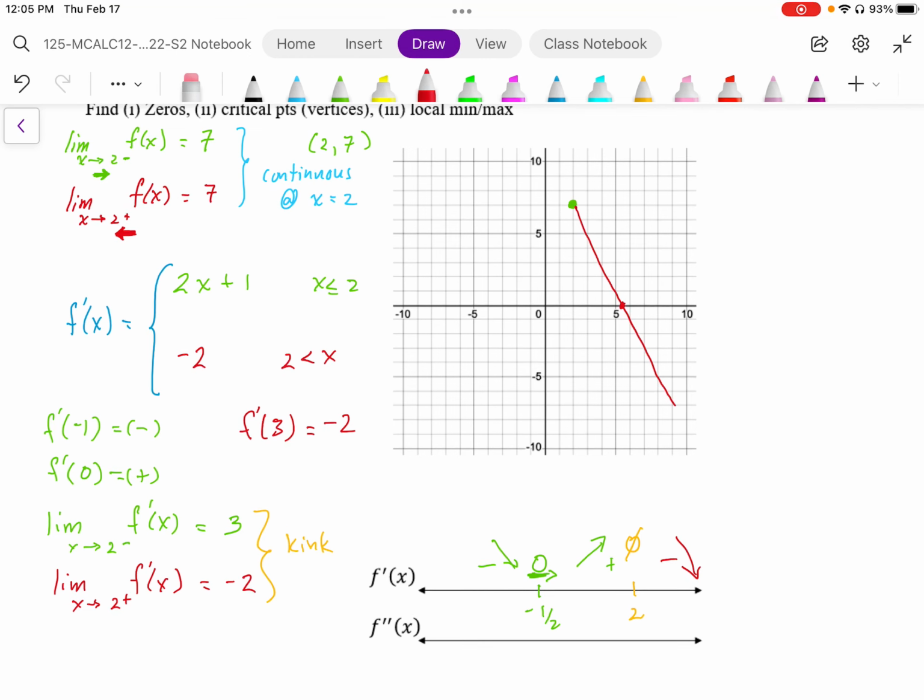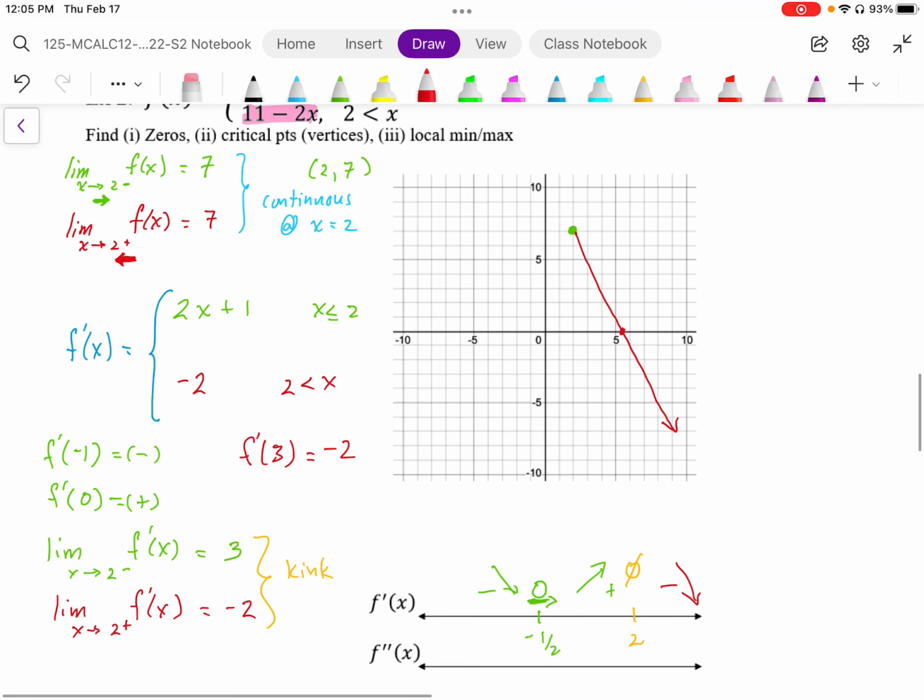I'm just going to put it in. I want to draw my parabola in, so I really should have a vertex. So I'm going to draw my table of values here. I have my kink point, which is at positive 2 and positive 7. I've got a zero at 5.5 and 0.